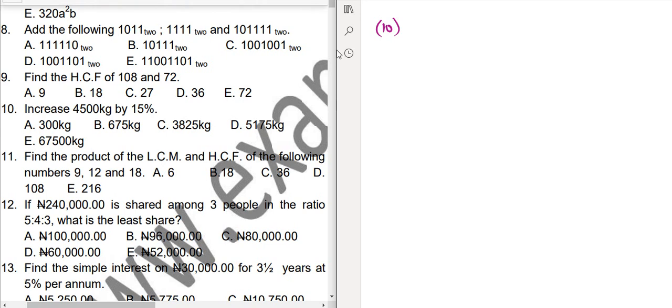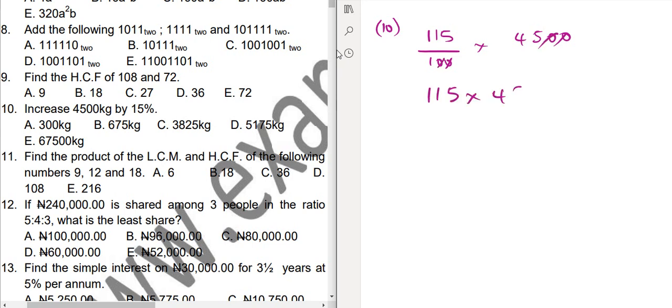One of the easiest ways is to increase 100% by 15%, right? Yes. And that will be what? 115 over 100 times 4,500, right? So this will give us the answer directly. 0 cancel 0 cancel, 0 equals 150 times 45 equals 5,175 kg. Option D. That multiplication was fast.